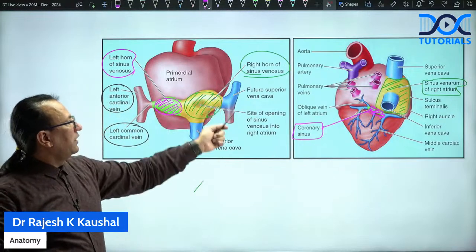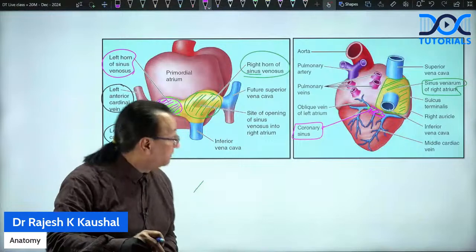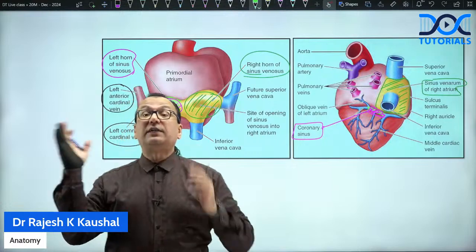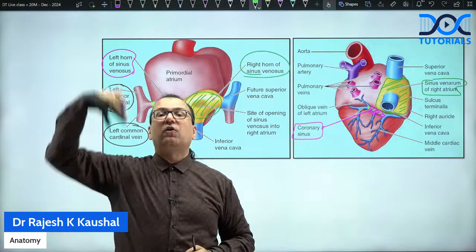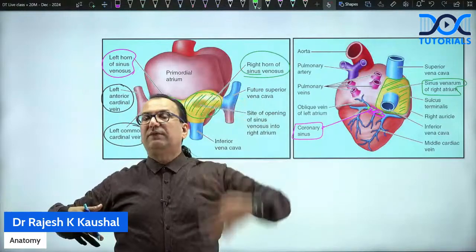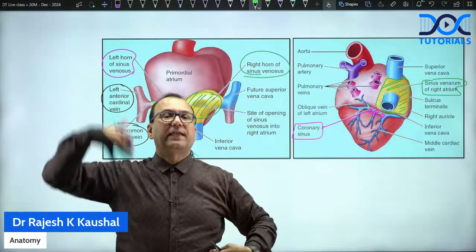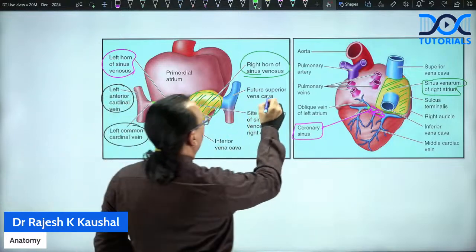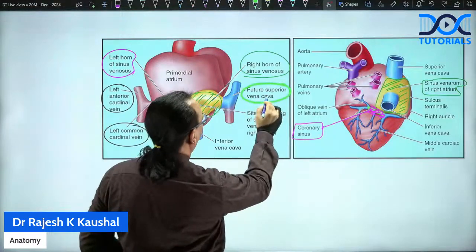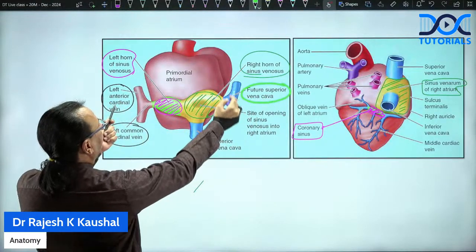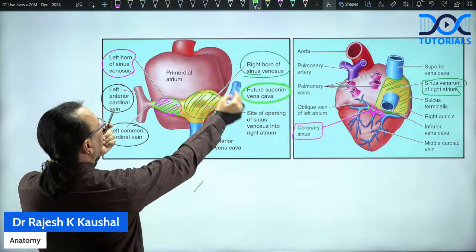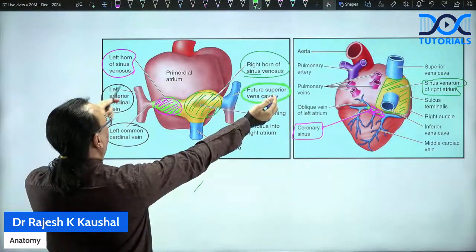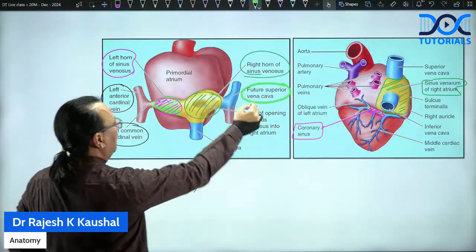What about the superior vena cava? See, the superior vena cava and inferior vena cava are only on the right side. On the left, they disappear, only the right side. So right-sided superior vena cava and right-sided inferior vena cava. You can see the future superior vena cava coming from what? The right-sided anterior cardinal and common cardinal. So the superior vena cava comes from the right-sided anterior cardinal and common cardinal. What about the inferior vena cava?